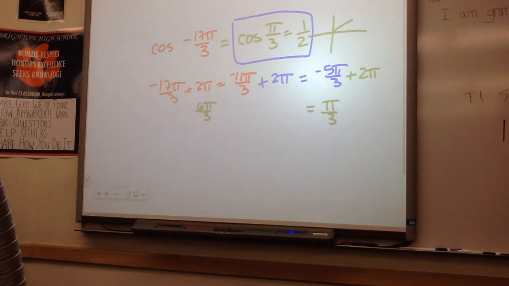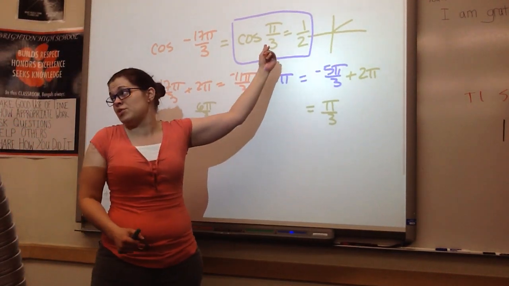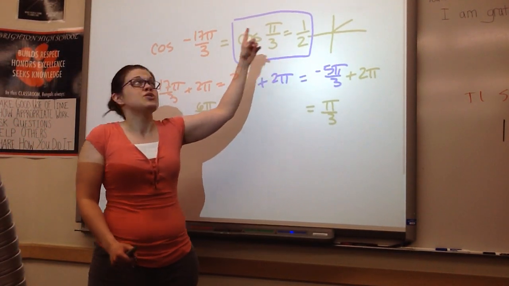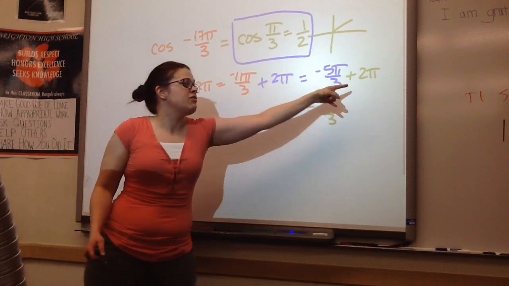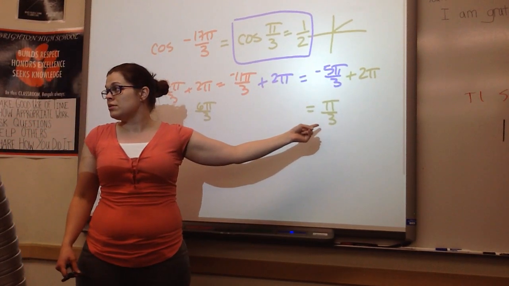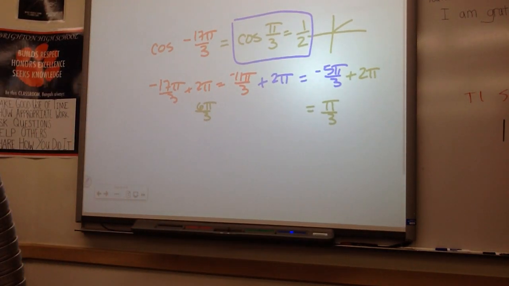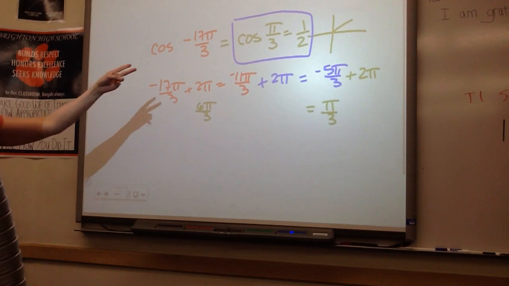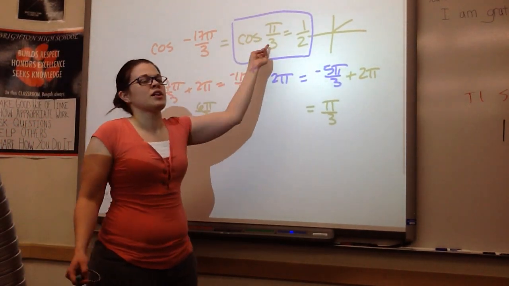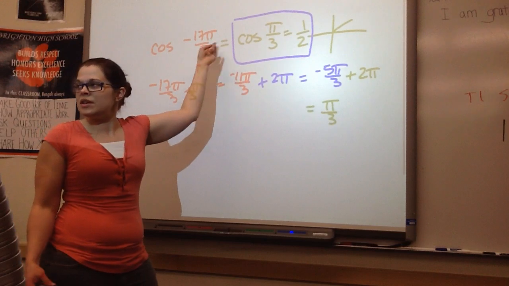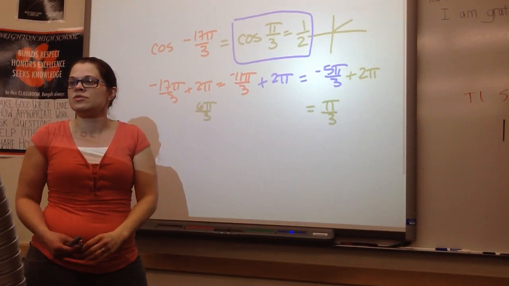Wait, so all we have to do is write an equivalent expression where the angle's in between 0 and 2 pi, or 0 and 360. I want something in between 0 and 2 pi because we're in radians. So I kept adding 2 pi until I found something in between 0 and 2 pi. Right, so a positive coterminal angle that's less than 2 pi. Then I evaluated that function, the cosine of pi thirds, knowing that both will be exactly the same, because they're coterminal angles.